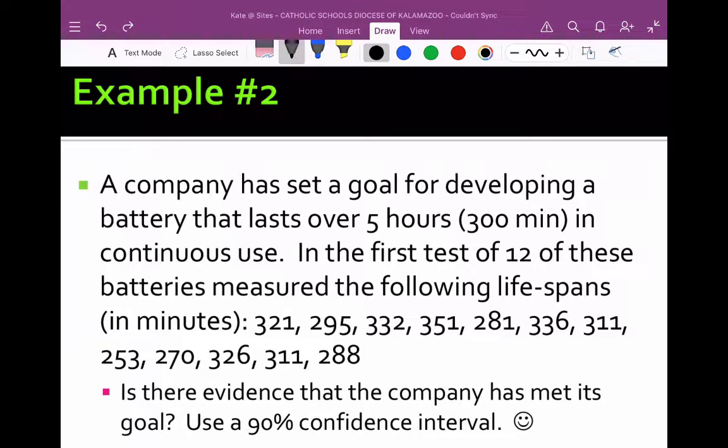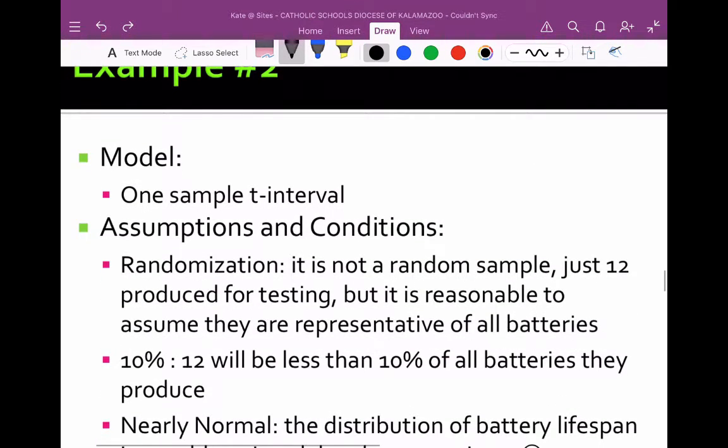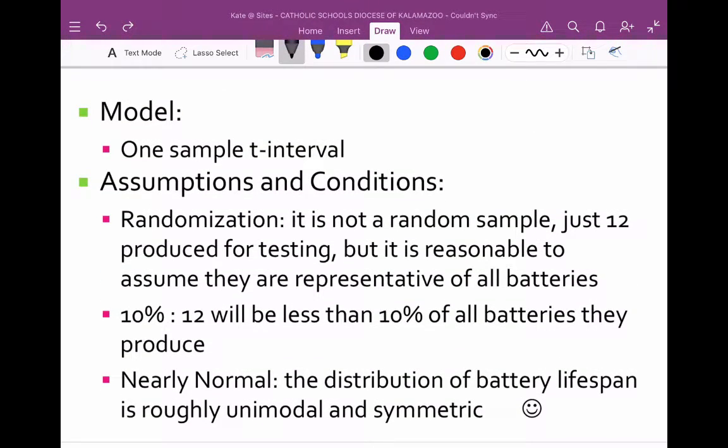In the first test of 12 batteries, they measured the following lifespans, again in minutes. We want to know if there's evidence that the company has met its goal, and we're going to use a 90% confidence interval to determine this. So the first thing that we have to do before we can do the confidence interval is state what model we're using and then test the appropriate assumptions and conditions, or check them. So the model that we're using is a one sample t interval.